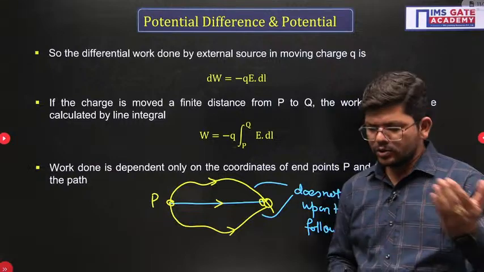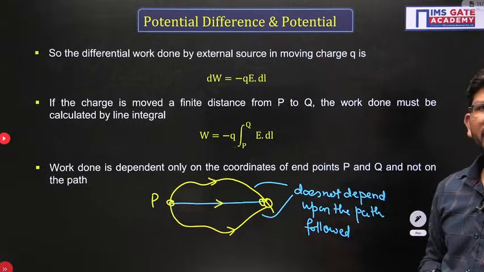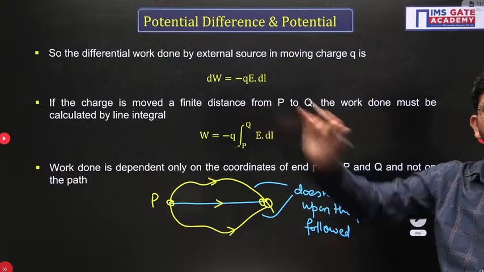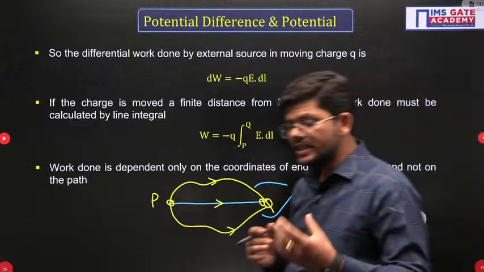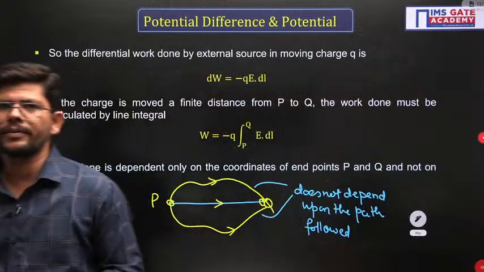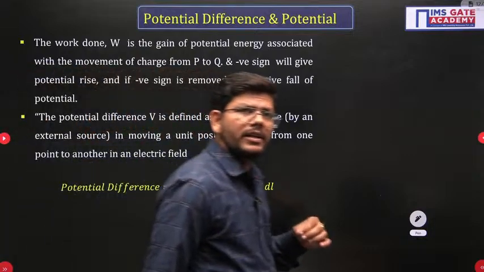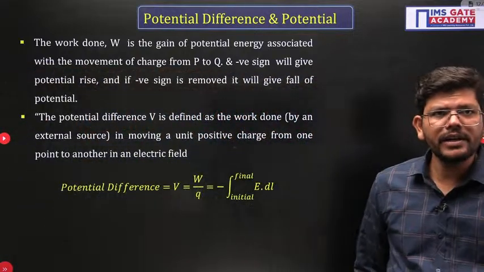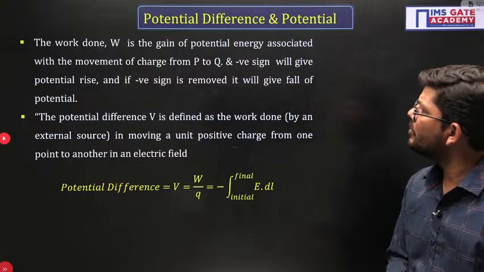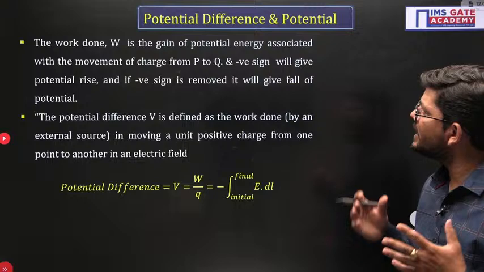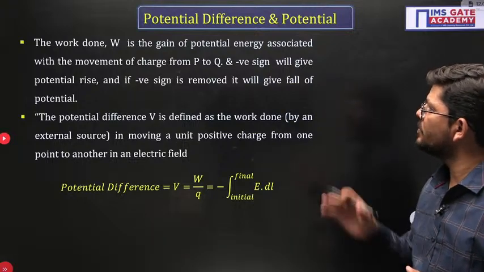So the work done by the external source dW for moving the charge against the direction of the field, okay, naturally is coming negative. This is the work that the external source is doing. With respect to it, the work done by the field will always be taken negative. So the work done W is basically the gain of potential energy associated with the movement of the charge from P to Q.